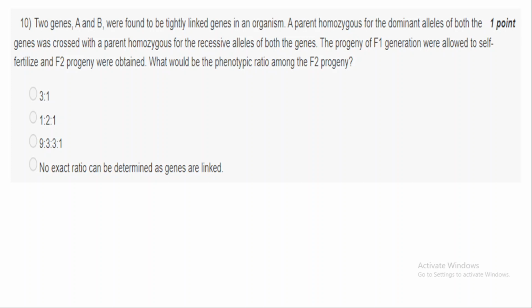So then they went for F1 generation cross. So F1's male and female are self-fertilized and F2 progeny was obtained. Now the question is, what would be the phenotypic ratio among the F2 progeny? So once you self-fertilize two F1 and you get F2 progeny, what is the phenotypic ratio among the F2 progeny? Option A, 3 is to 1. Option B, 1 is to 2 is to 1. Option C, 9 is to 3 is to 3 is to 1. Option D, no exact ratio can be determined as genes are linked.